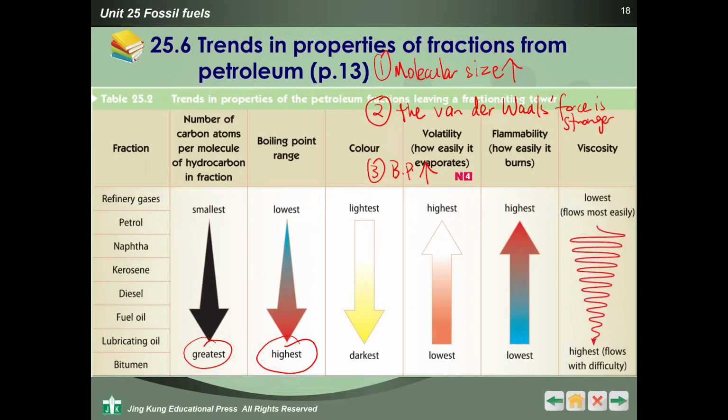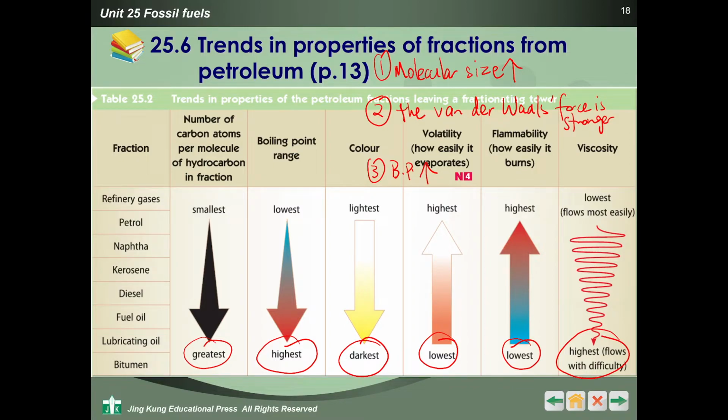Okay, and going down the fractions here, bitumen would have the darkest color. It's the least likely to be evaporated because its boiling point is so high, right? So it's not going to be easy to evaporate it, nor is it going to be easy to burn it, because it has such a high boiling point. Its van der Waals force is so strong, and it's going to be the most difficult to flow. So its viscosity is the highest. I'm sorry, it is very thick, so it's not going to be easy for it to flow around.